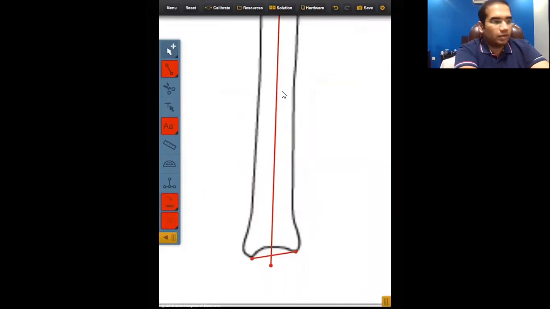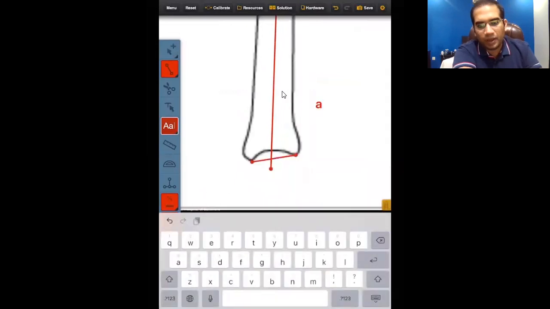Now let us just see what is happening down here. Here again we have two angles. Anterior or posterior, you can see the anterior angle is an acute angle less than 90 degrees. So here we're going to take the anterior angle. So anatomical anterior distal tibial angle, anatomical ADTA.